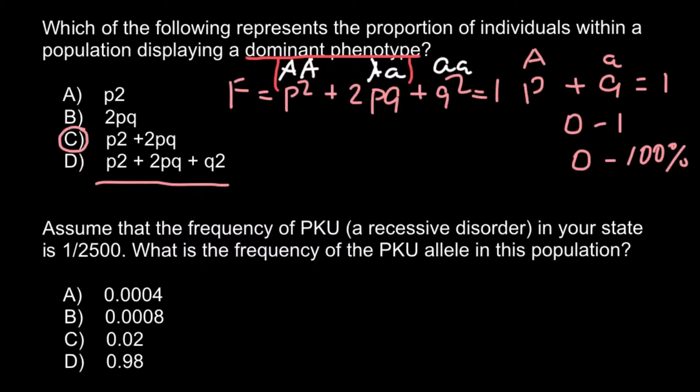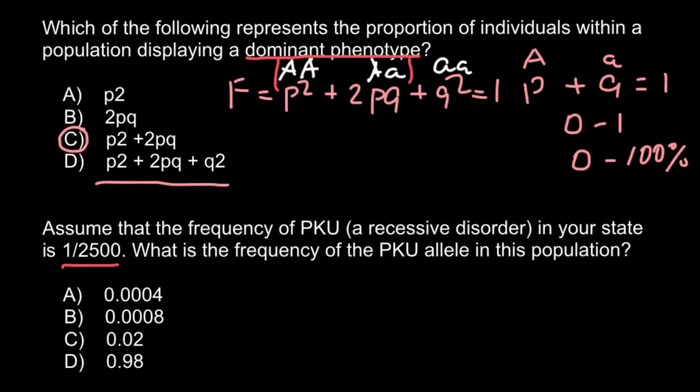Next question. Assume that the frequency of PKU, a recessive genetic disorder, in your state is 1 out of 2,500. What is the frequency of the PKU allele in your population? Once again, we can easily solve this problem using the Hardy-Weinberg formula. We are told that the frequency of this disease is 1 in 2,500 people. What does it mean?